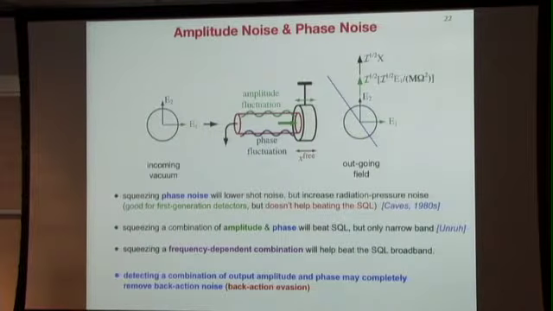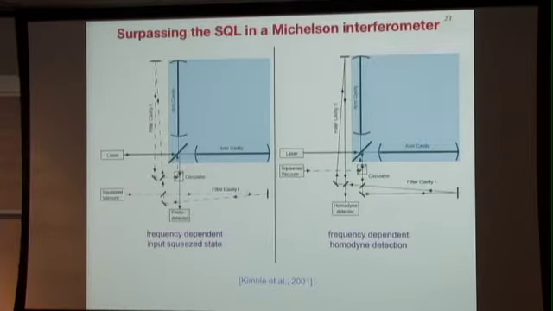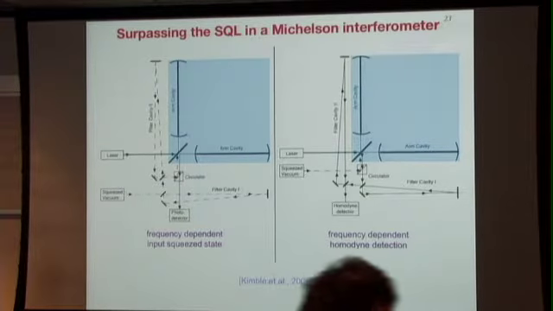But then you can do evading quantum back action. So frequency dependent squeezing and frequency dependent Homodyne detection are the key, or theoretically are ways to enhance your quantum sensitivity without limit. But of course, in reality, you're going to be limited by your optical loss and optical power.